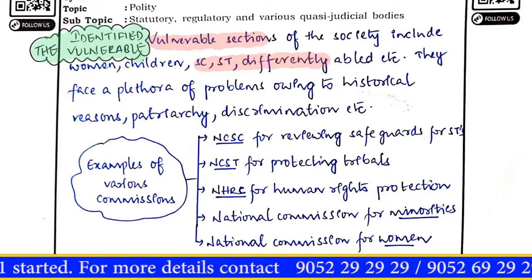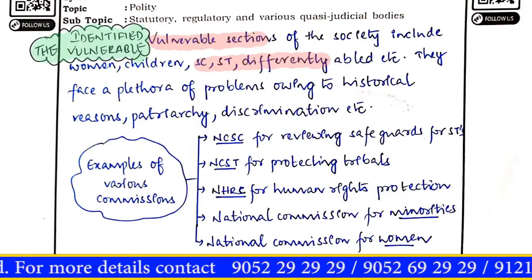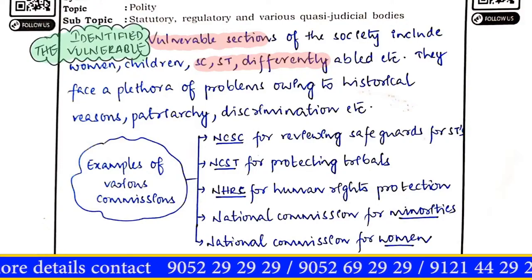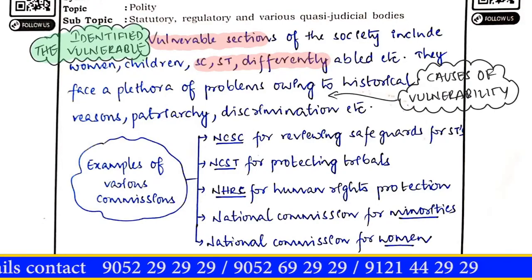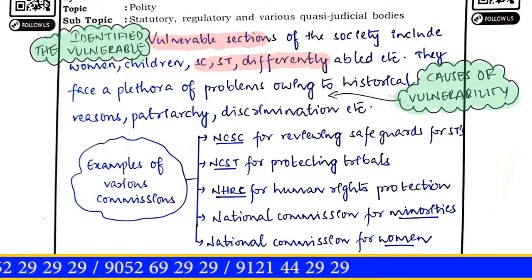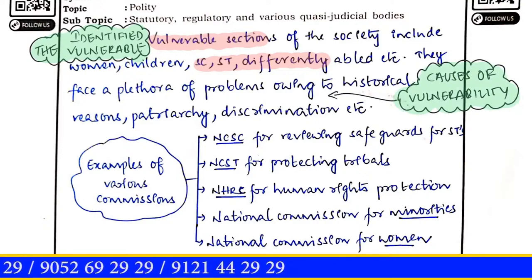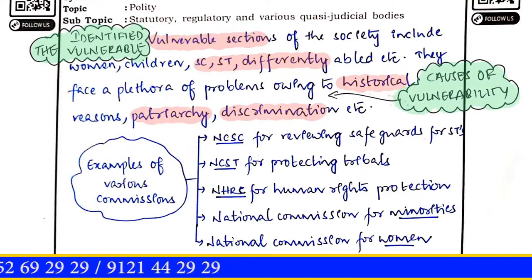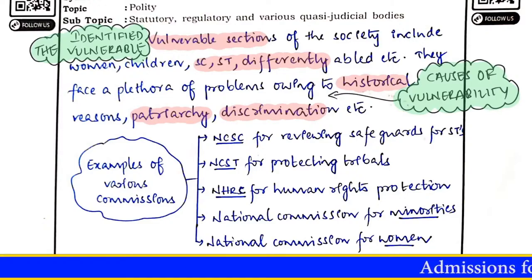And then he's saying what? They face a plethora of problems owing to historical reasons, patriarchy and discrimination. So he's not only identifying the vulnerable sections, he's also moving forward and giving a sense of why they are facing these problems. He's talking about patriarchy, he's talking about discrimination. So in one introduction, in probably three or four lines, he's talking about these two important things.